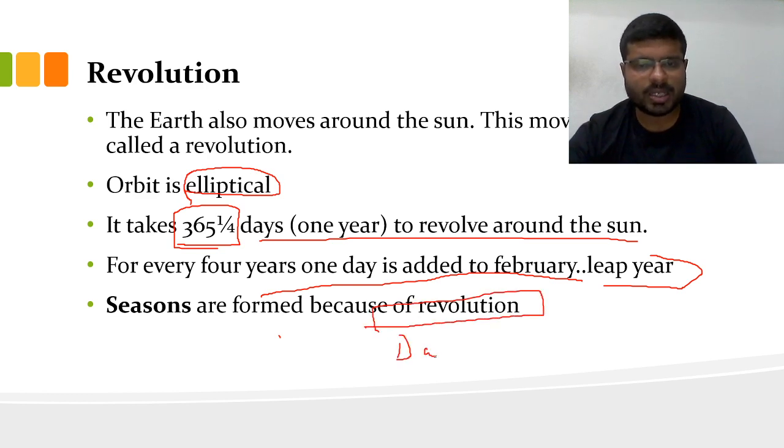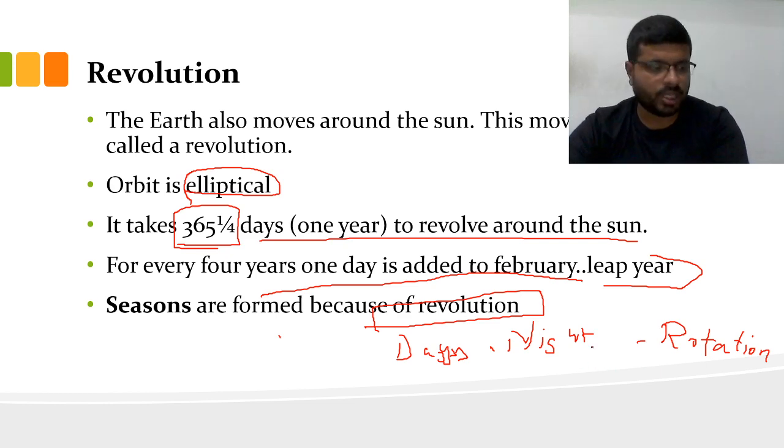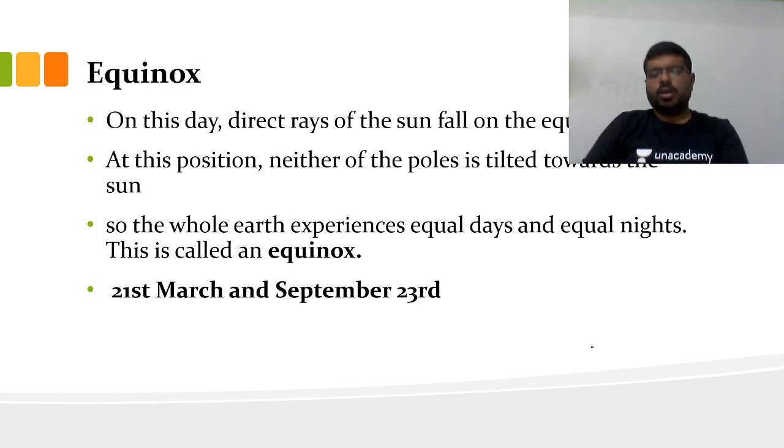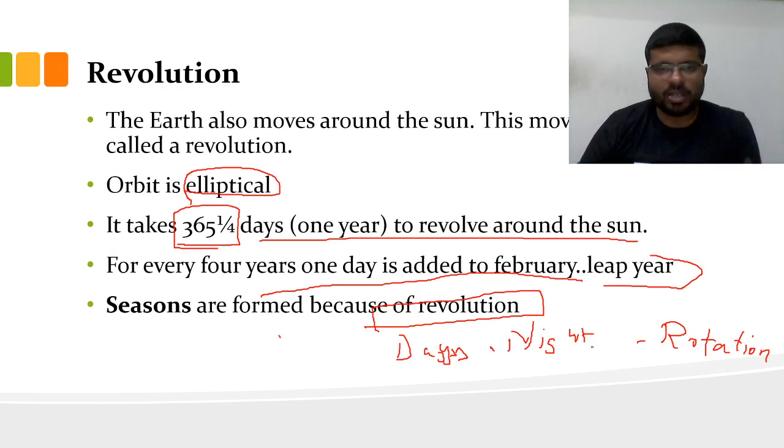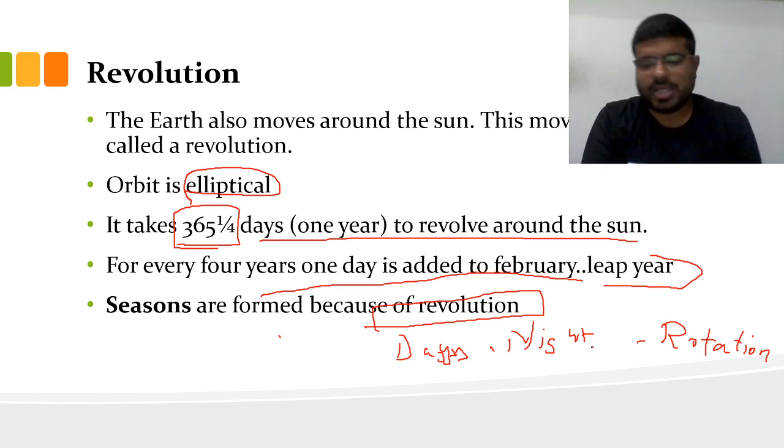So days and night are formed because of rotation, and seasons are formed because of revolution. Please remember this word. Seasons are formed because of revolution. This is what rotation and revolution are, and the elaboration part of the revolution itself is what equinoxes and solstices are. We will discuss that in detail.